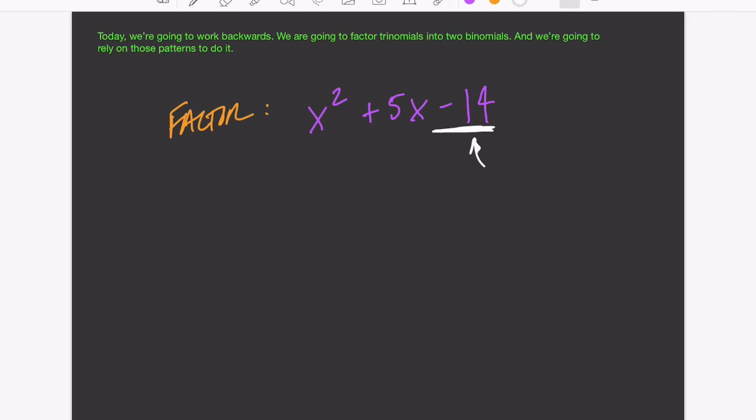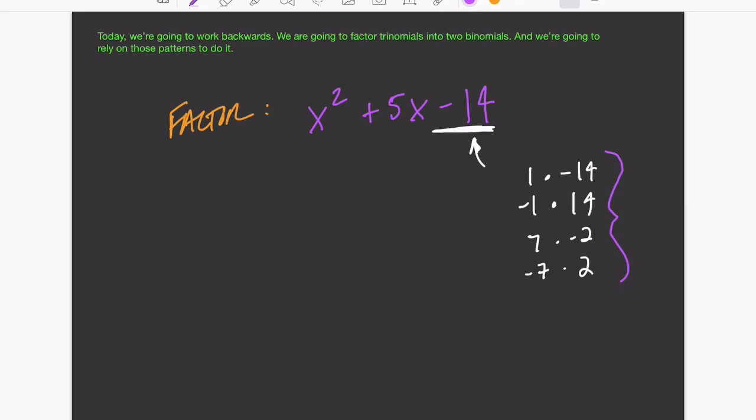So maybe I multiplied 1 times negative 14, or maybe I multiplied negative 1 times a positive 14. Maybe I multiplied a 7 times a negative 2, or a negative 7 times a 2, right? And so right now I'm listing everything you can think of. As you get better and better, you won't have to list them all. You'll probably be able to jump right to the one that is going to work.